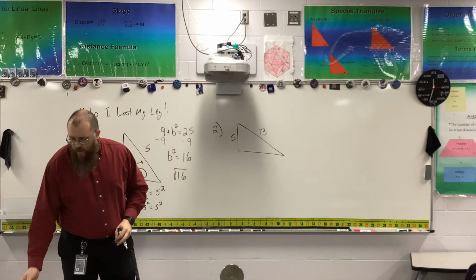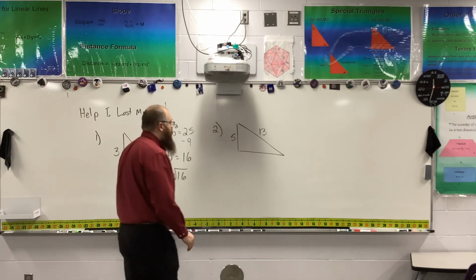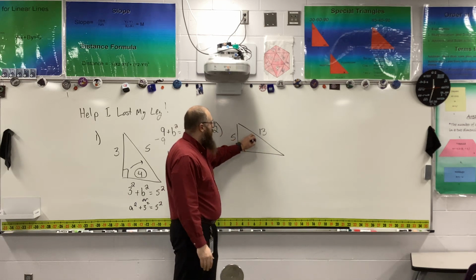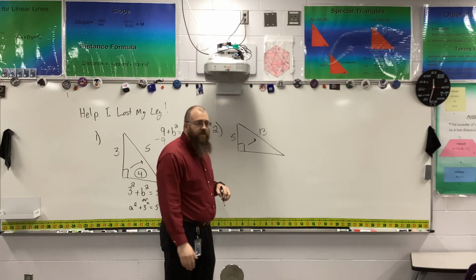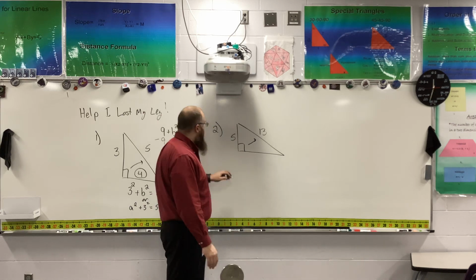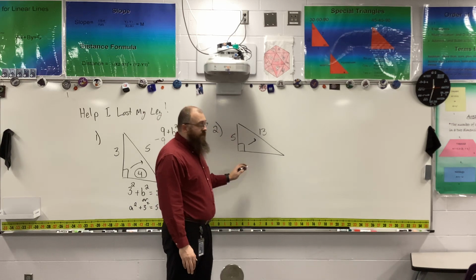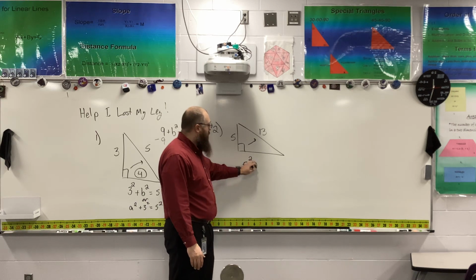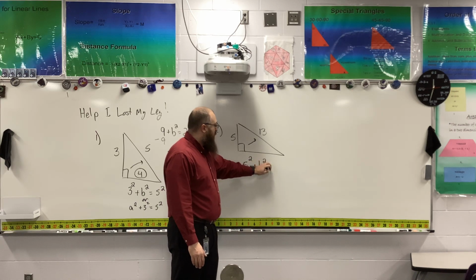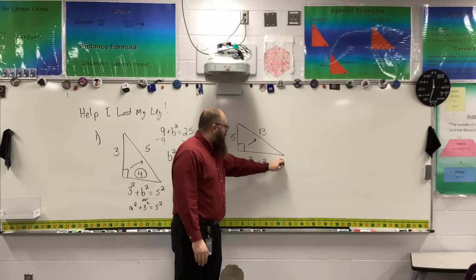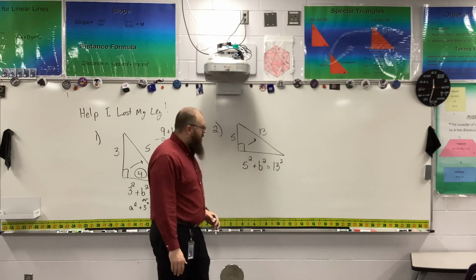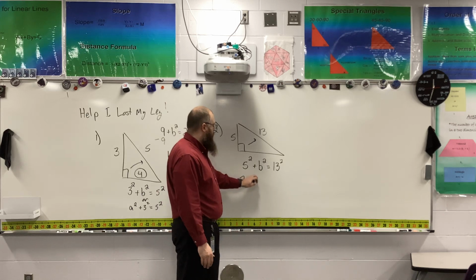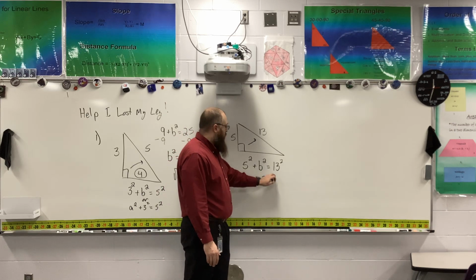Problem number 2 gives us a leg of 5 and a hypotenuse of 13. Again, we know it's our hypotenuse because it's our long side and it's across from our right angle. It again doesn't matter where we put 5. Mr. P is going to stay consistent and make 5 our A and leave B as our unknown. But it makes no difference if you make 5 A or B. 5 squared is 25. 13 squared is 169.